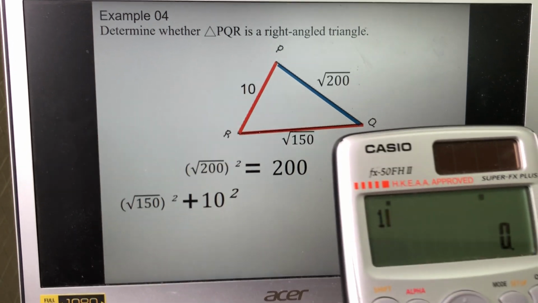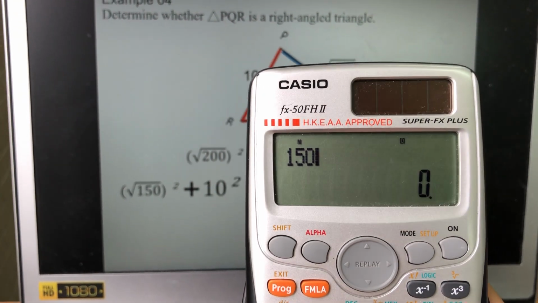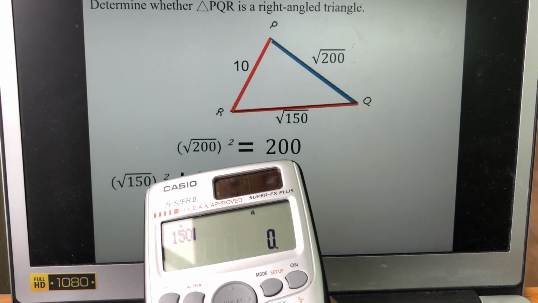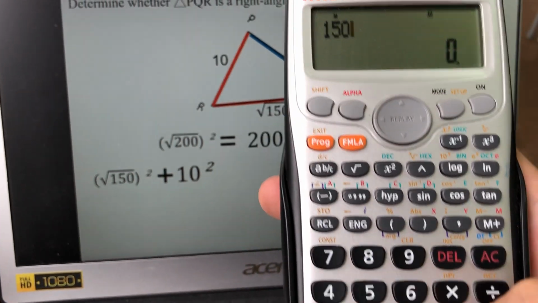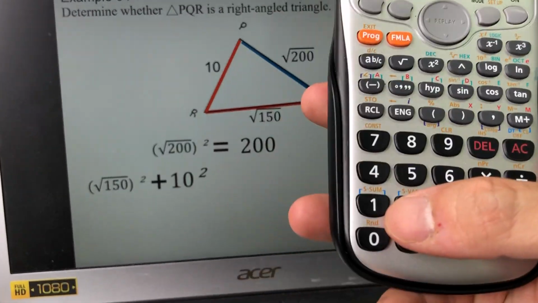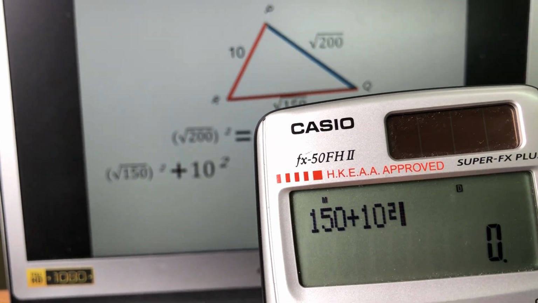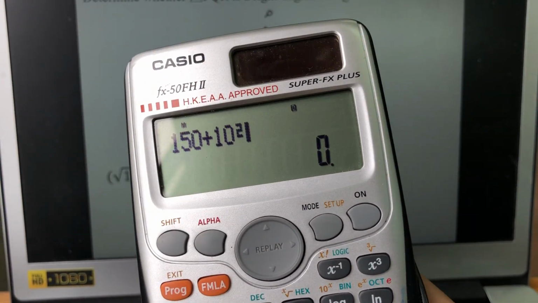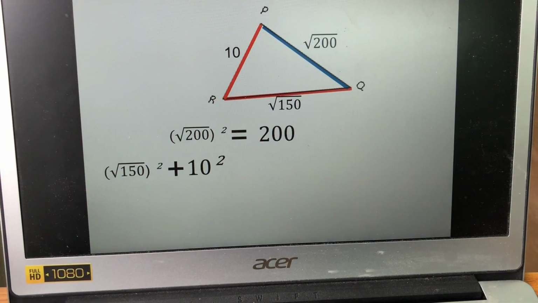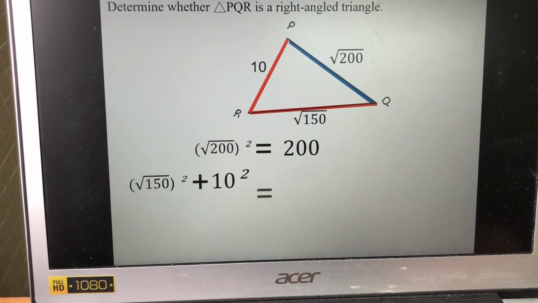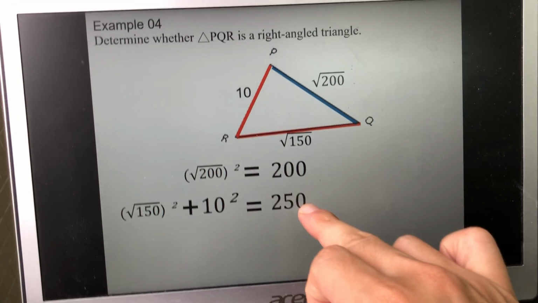So let's use 150 here. No need for square root because they have disappeared, cancelled out each other. And then plus what? Plus 10 to the power of 2. Am I right? 150 plus 10 to the power of 2. So the result is 250.